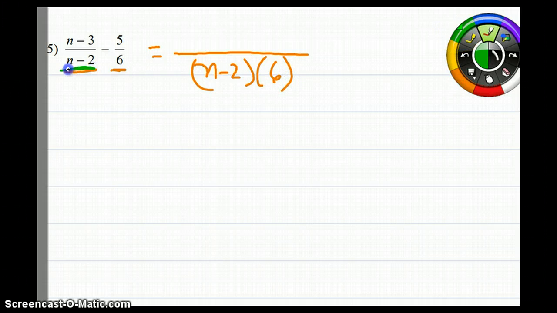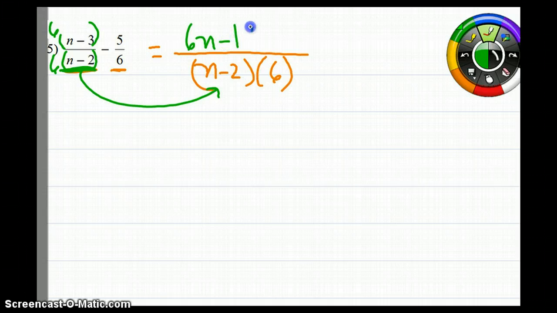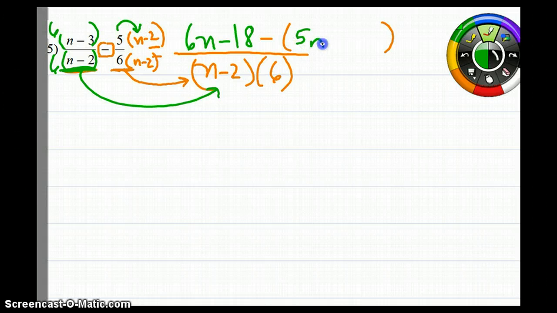So look at this fraction. What does it need? It has an n minus 2. It needs a 6 on the bottom. So we'll need to multiply by a 6 on the top. So when I distribute, I get a 6n minus 18. Now be careful here, we're subtracting. I always subtract and put parentheses so I remember to subtract the whole thing. We need this fraction to look like this. So it needs n minus 2. So I'll need to multiply the top by n minus 2. So when I distribute, 5 times n is a 5n. 5 times a negative 2 is a negative 10.